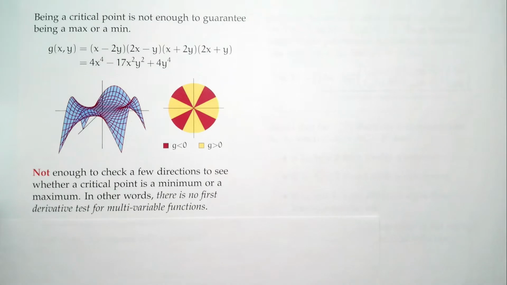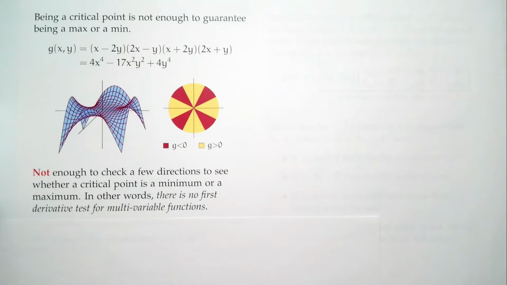Why not? Well, the problem is there are so many directions you could approach from that just checking a couple of directions is not enough. I could create a function where I approach from a million different directions, and every time it would look like I'm at a minimum, but then there's one direction where it's at a maximum. So you cannot exhaustively check every direction in an efficient way using the first derivative test. So there's no first derivative test for multivariable functions.